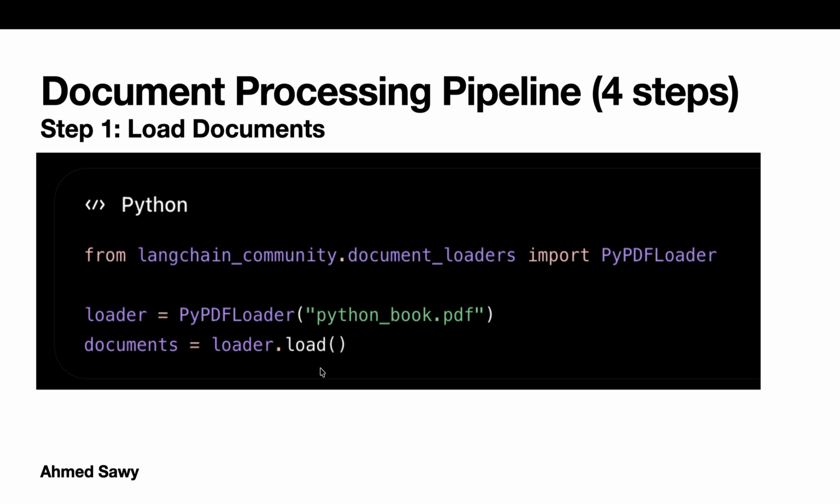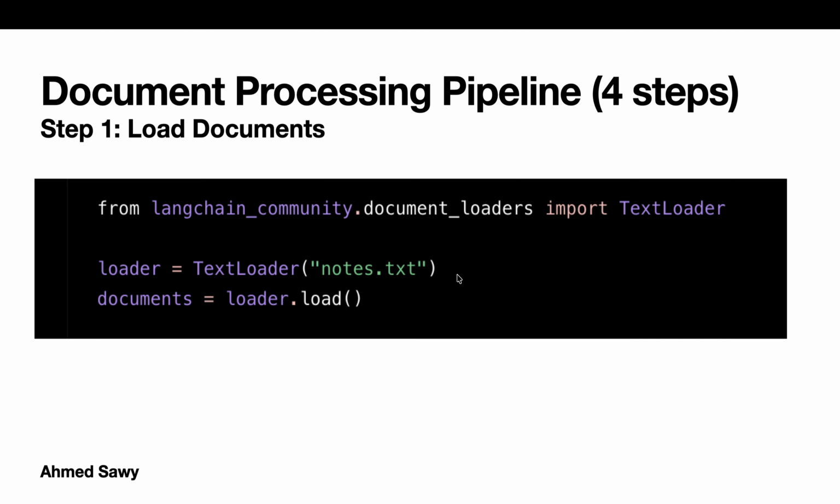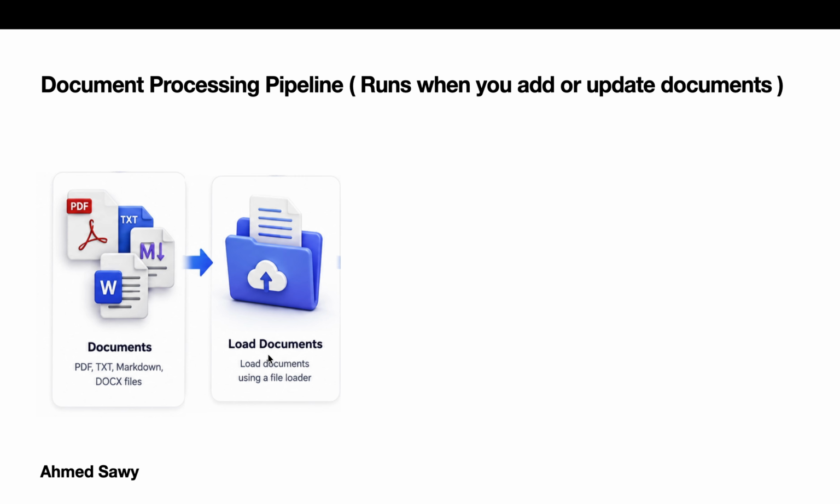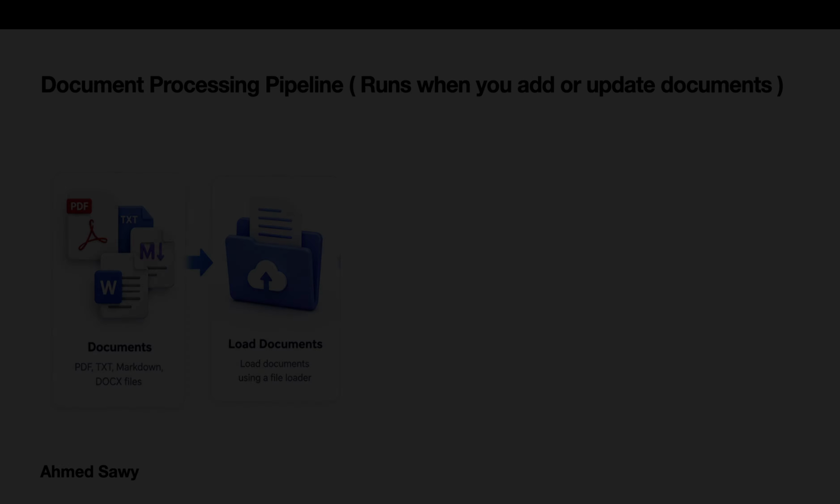That's for PDF files. Imagine you got a text file. It's the same, but with a couple of changes. The first change is import text loader. You need a text loader, not PDF loader. And add here the path, and this path will be .txt. You can also use .md. And finally, just load it. So that was our first step, how to load the documents. Our first step in document processing pipeline.